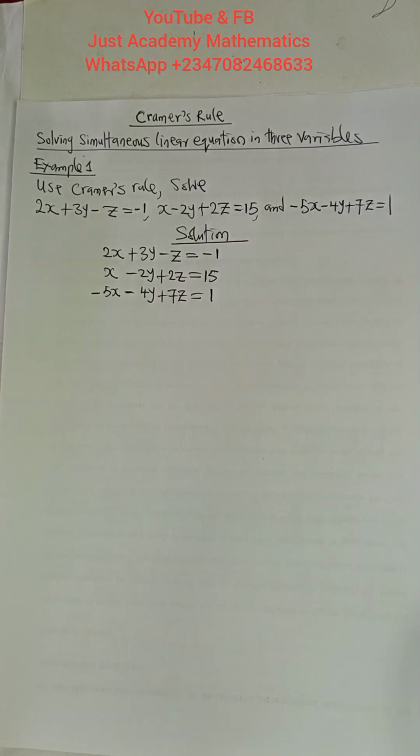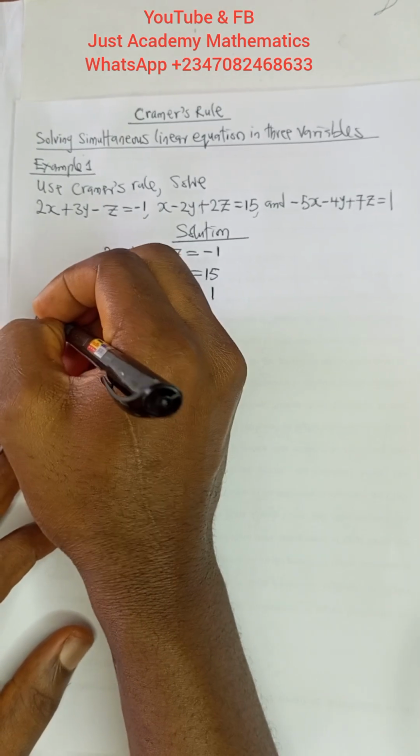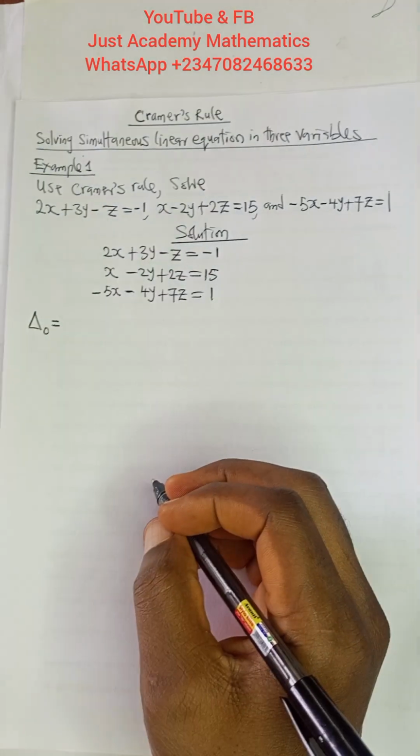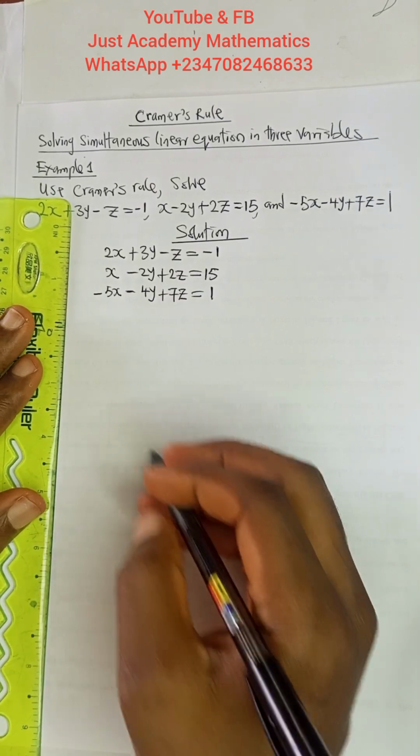Now, what next? Just like in two variables, we do the same thing. We'll go for change in 0. Remember, change in 0 simply means the determinant of the coefficient of x, y, z. Let's go for it.